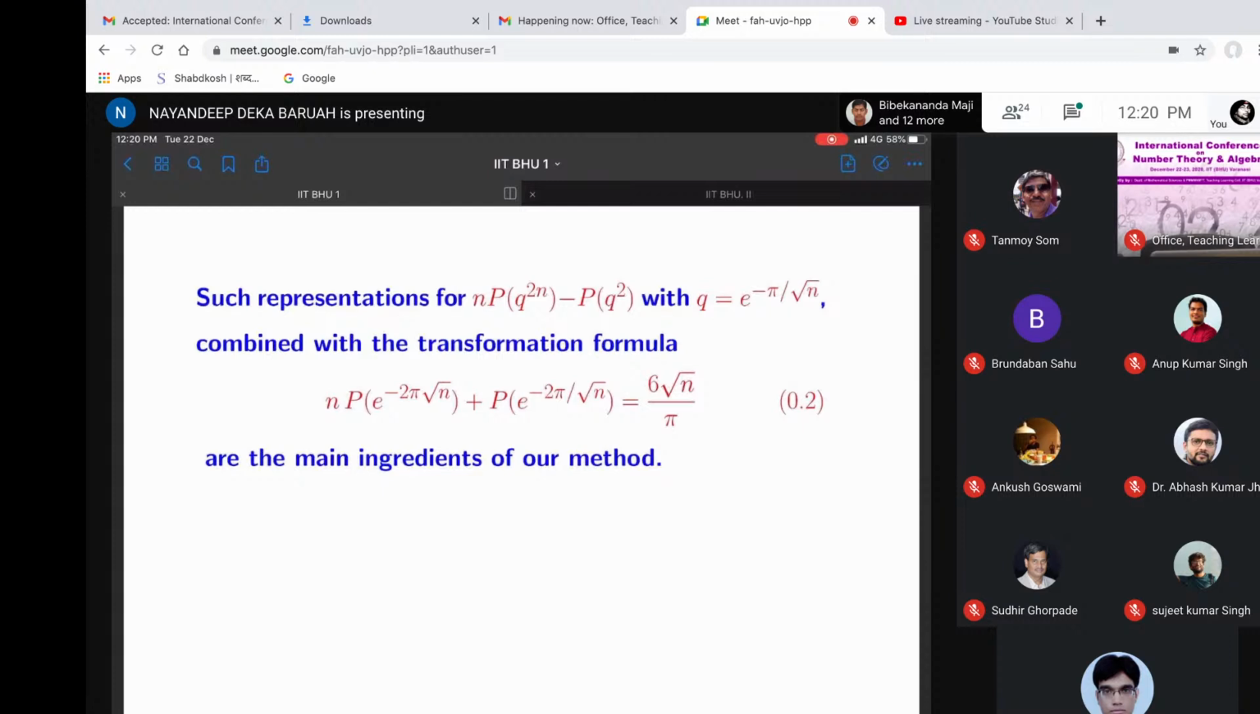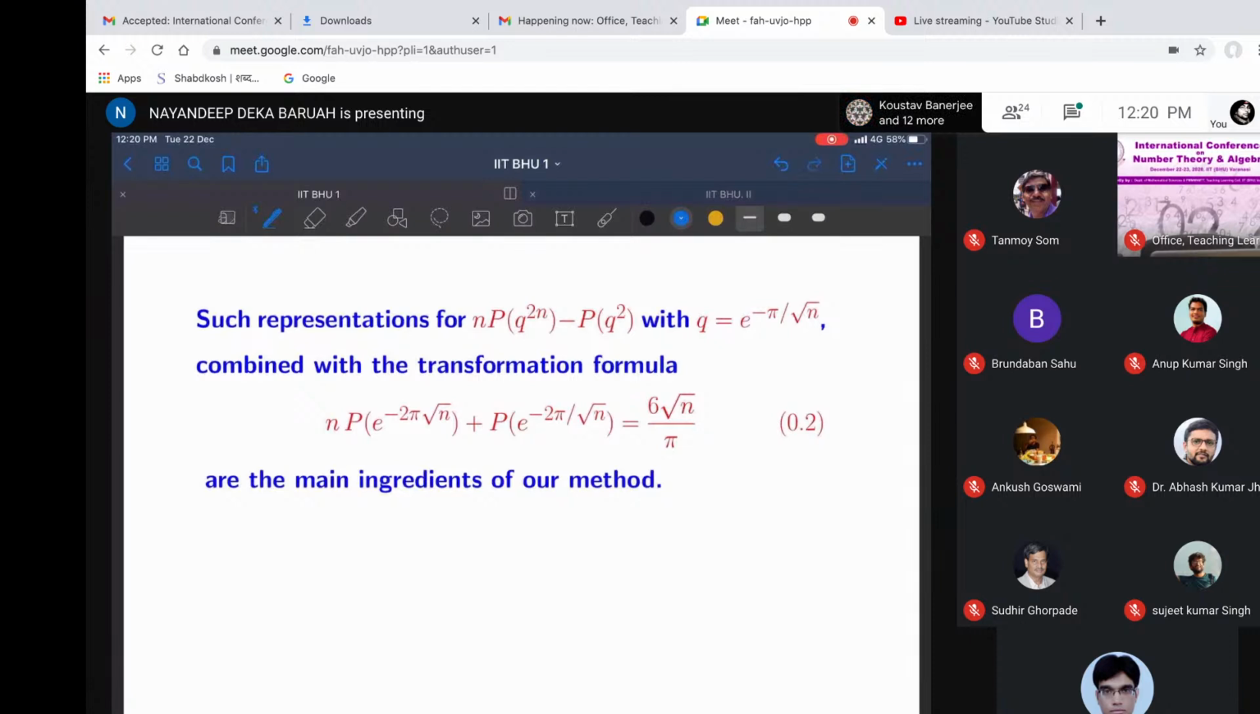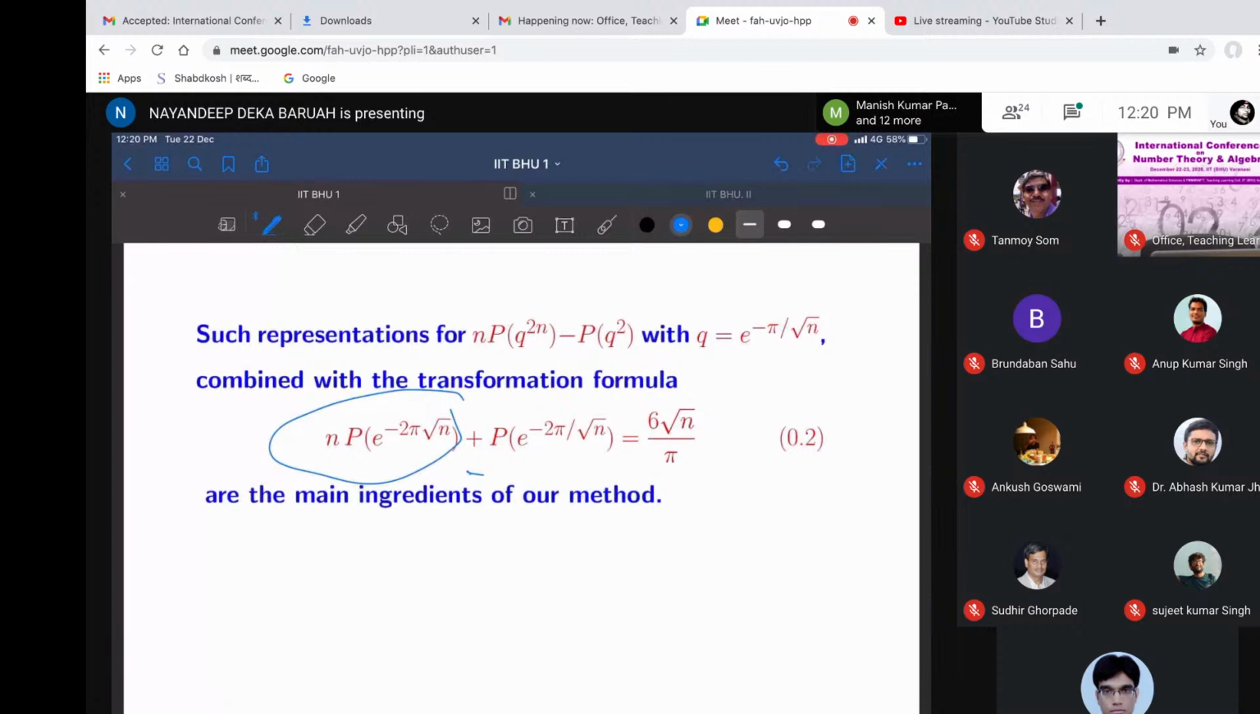And for such representations with a particular value of Q, suppose we take Q equal to e to the power minus pi over root N, then we will get a formula for this one and minus this one, in terms of hypergeometric series. On the other hand, there is a transformation formula, this one. This transformation formula has a plus sign, and from Eisenstein series we get some minus sign. So this is 6 over root n by pi, and on the right-hand side we will have some hypergeometric series.